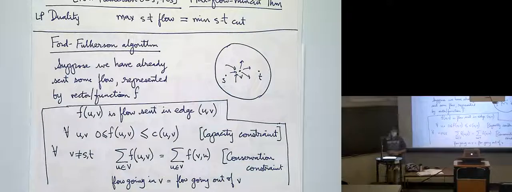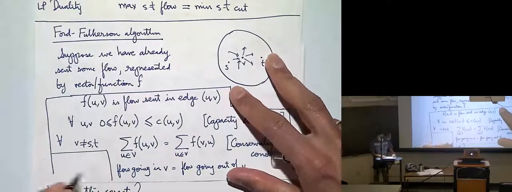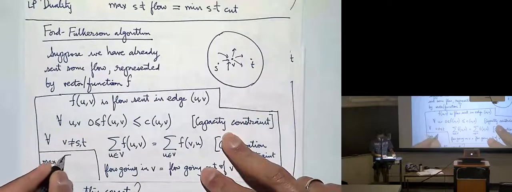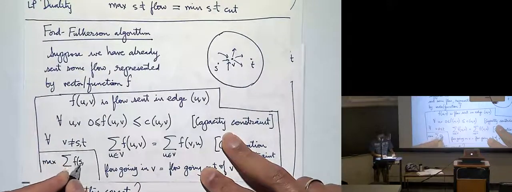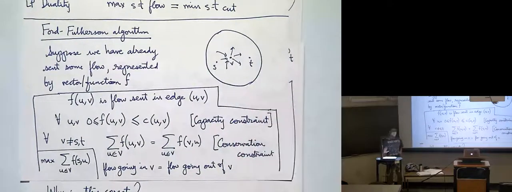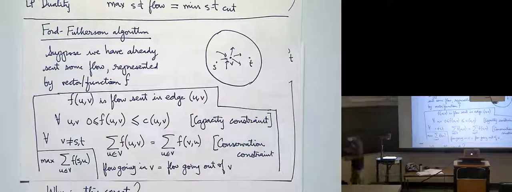And what are you trying to do? You're trying to maximize the amount of flow leaving S. So you could think of it as optimizing the max of the sum of f_SU, which is the amount of flow going out of S. And you can argue that's the amount of flow that will come into T, because everywhere else it's conserved. So, let's keep this in mind for a short bit.